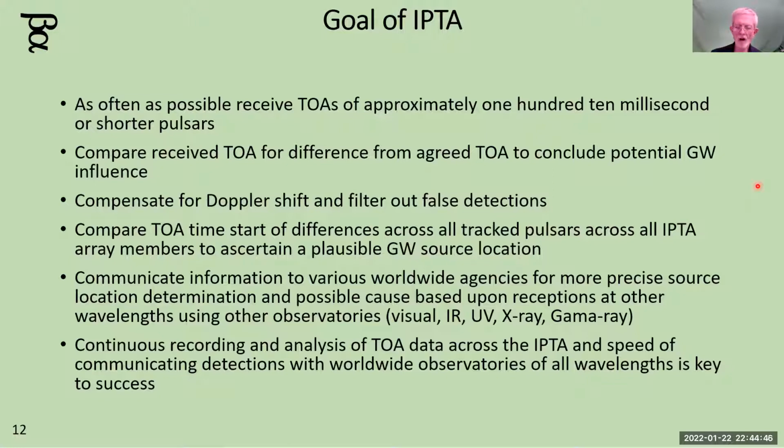And once you have that, also turn on other observatories: visual, infrared, ultraviolet, X-ray, gamma ray, whether they be on Earth or in space. Get them all fired up, looking in the direction of the gravitational wave source to see if there are other clues associated with the gravitational wave. And obviously do continuous recording and analysis of all this data and store it all. So more observatories, more observations across as many pulsars as possible is the key to success of the IPTA.